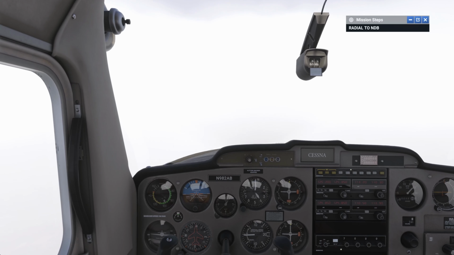Using the ADF radio panel, located directly below the RBI, tune in the Jersey NDB, frequency 329. The needle on our RBI has rotated and is showing the NDB to be to our left. Maintain our heading straight ahead and observe how the needle behaves. We will treat the NDB as identified.